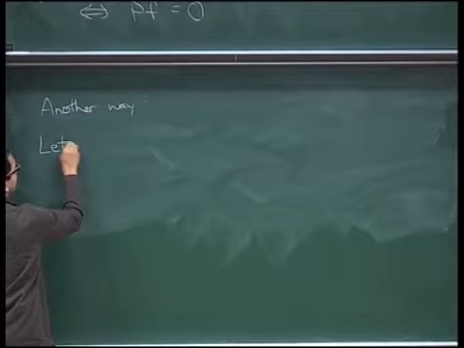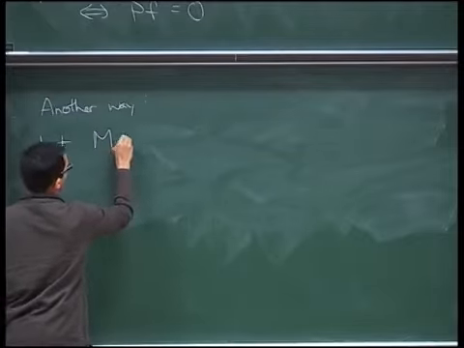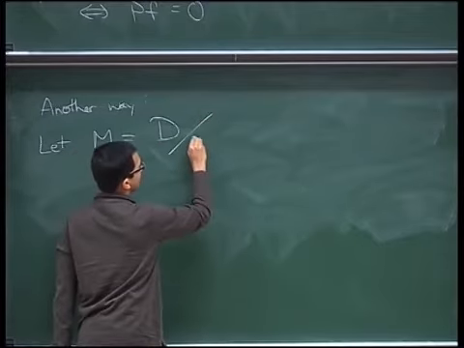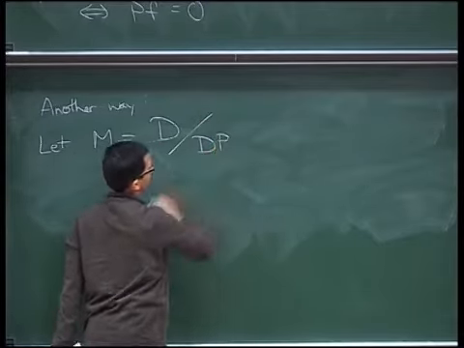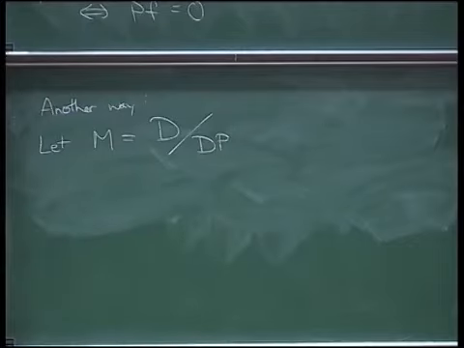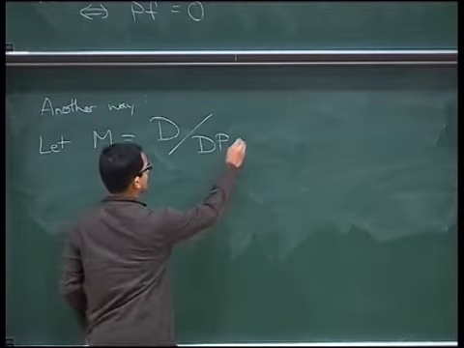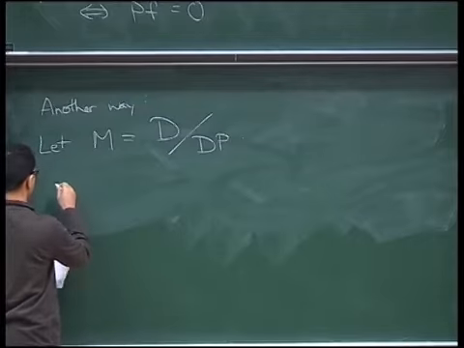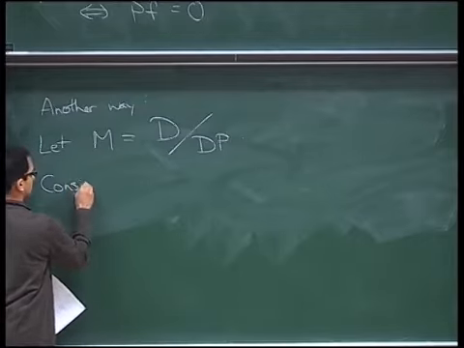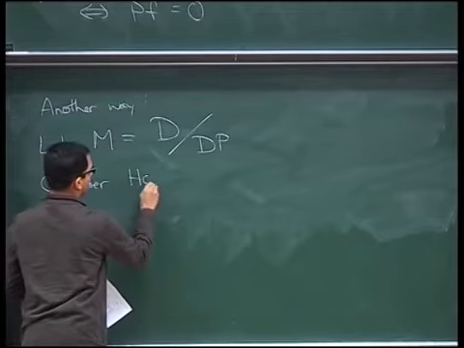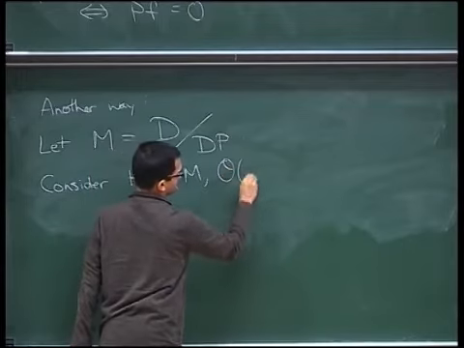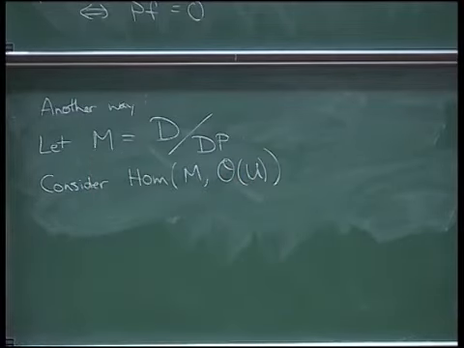Let's consider the module which you get by taking D and modding out by the left ideal generated by P. Okay, so this is going to be a left module over D. Then I want to consider the space Hom(M, O(U)) or something.